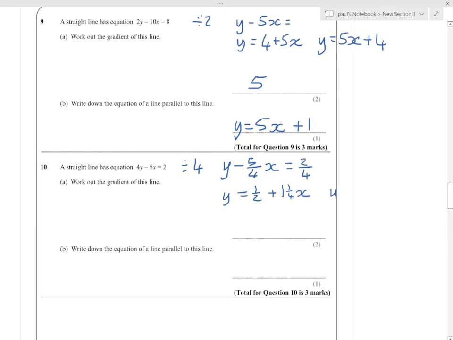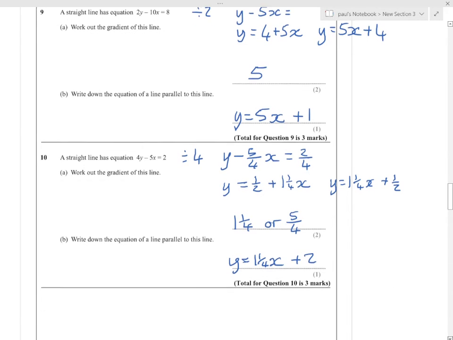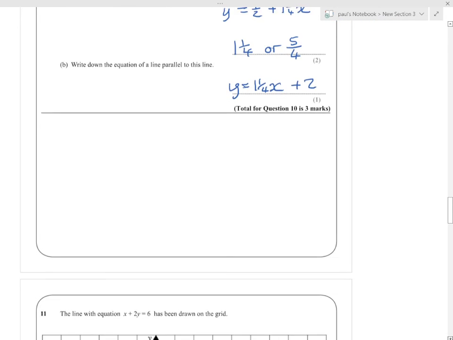Now rearrange that again. Y is 1 1/4 x plus a half. Right, what's the gradient of the line? 1 1/4. You can have 1 1/4, or you could have done 5 over 4, whichever, it doesn't matter. Write down the equation of the line parallel to this. So y equals 1 1/4 x, that must be the same, and we put plus 2, doesn't matter, anything there, as long as that 1 1/4 x is the same.